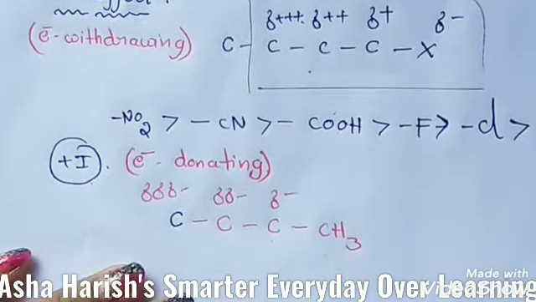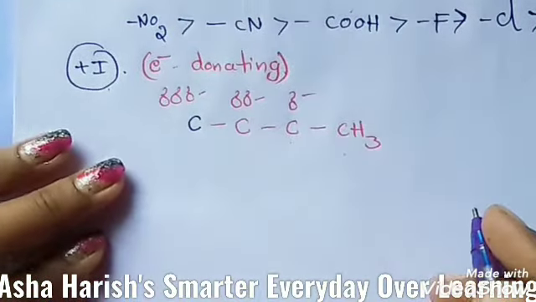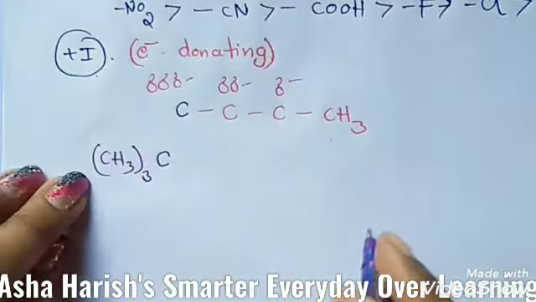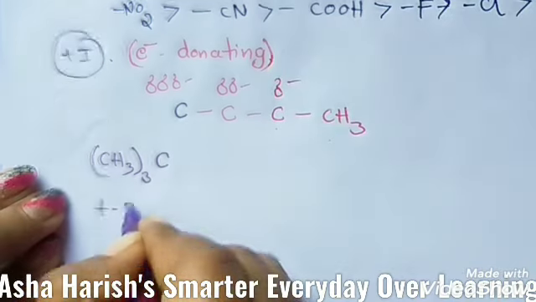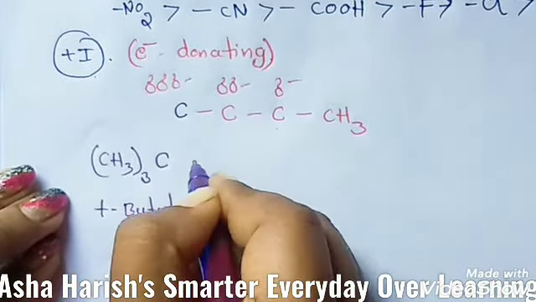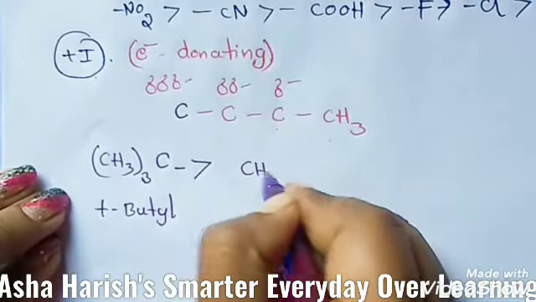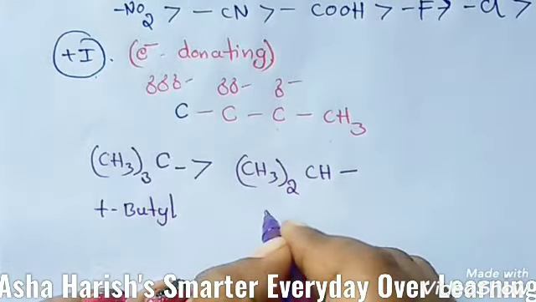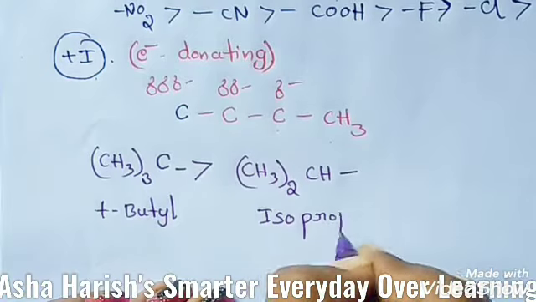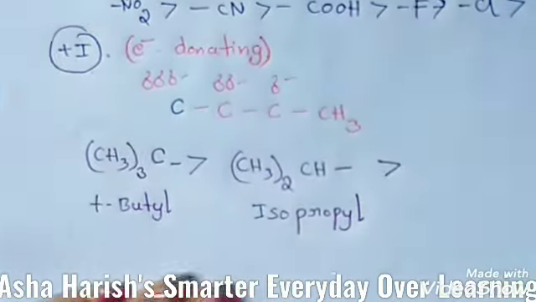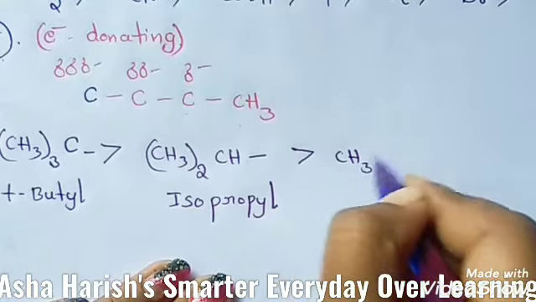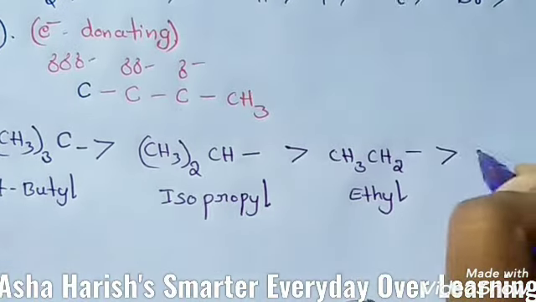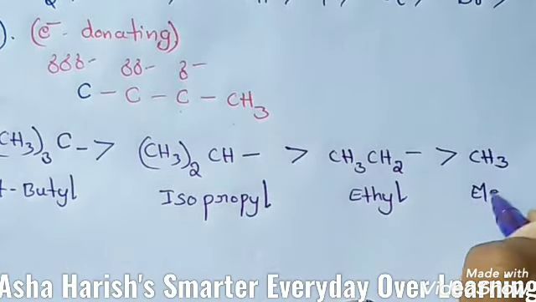The plus I effect of some of the atoms or groups in decreasing order I am going to represent here. For suppose, (CH3)3C, the tertiary butyl group, is greater than (CH3)2CH, the isopropyl group, greater than CH3CH2, simply the ethyl group, greater than only CH3, that is the methyl group.